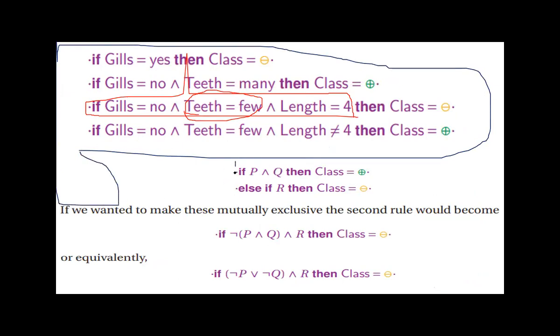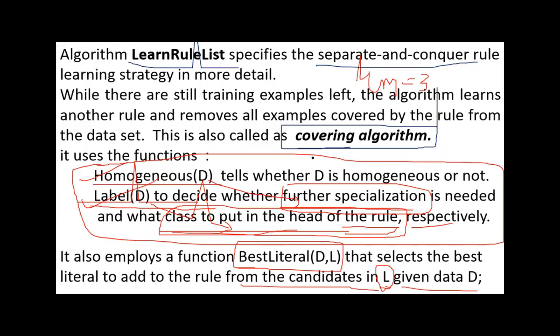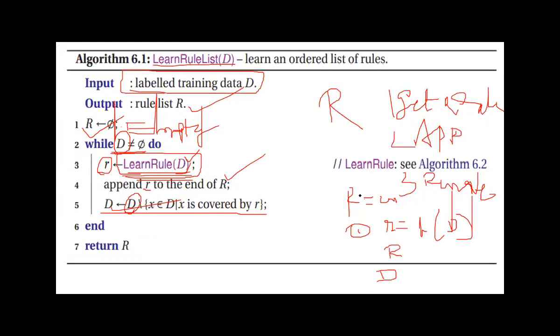Right? So how to convert a rule with an else part into a rules list, into mutually exclusive rules. And then we learned what is called the covering algorithm. Covering algorithm is nothing but add, remove, add, remove, get a rule, append, remove. Learn rule gives us a rule into R, and we append it and remove that. That's it, as simple as this.